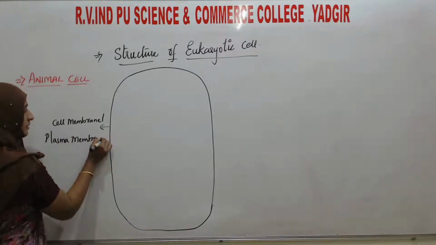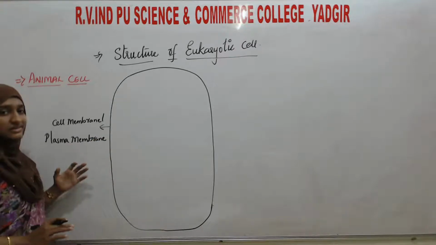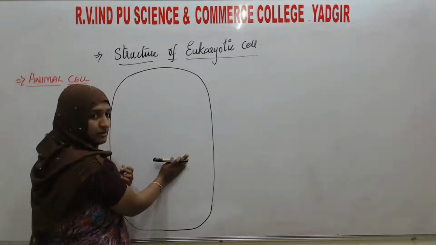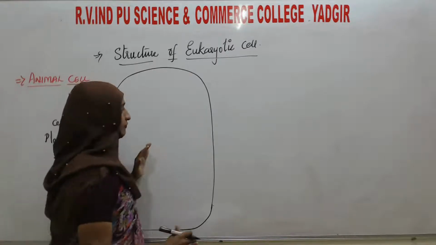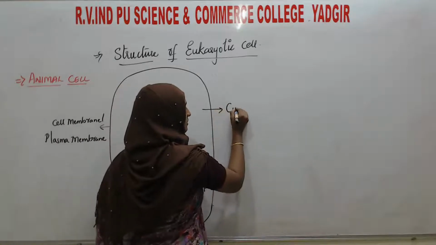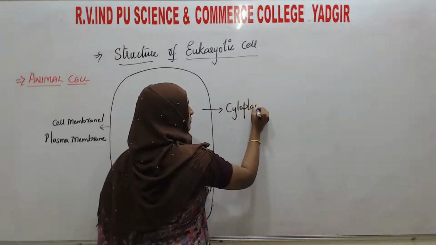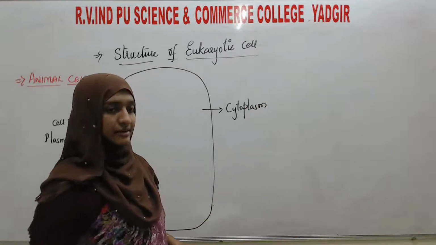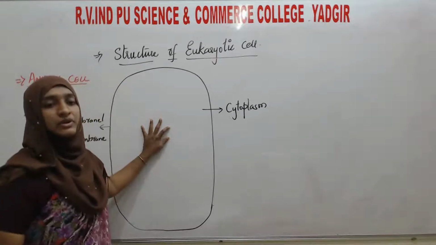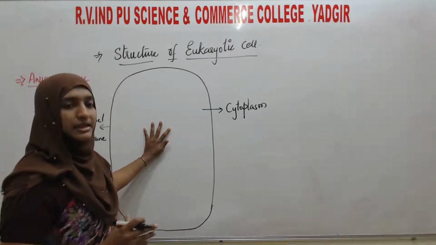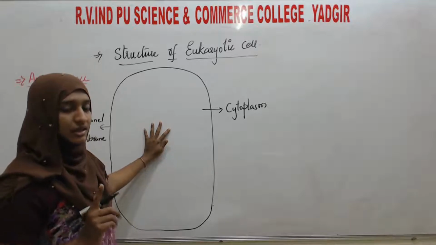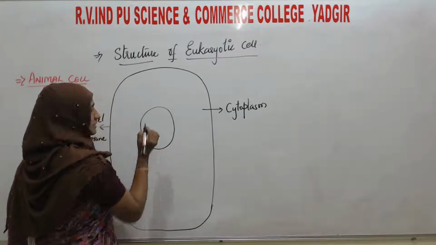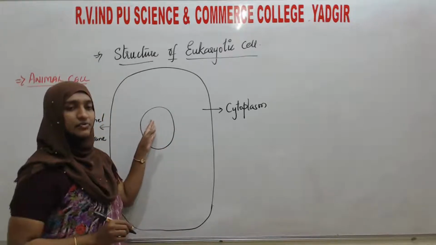And this is enclosing a fluid matrix in the cell, and that fluid matrix in the cell is known as the cytoplasm. In the center of the animal cell there is one important cell organelle. The name of that cell organelle is the nucleus, which is located at the center of the cell.